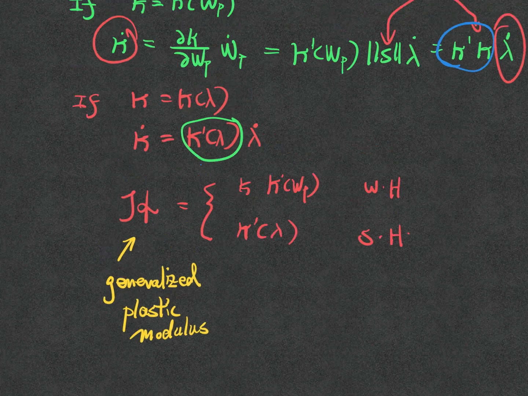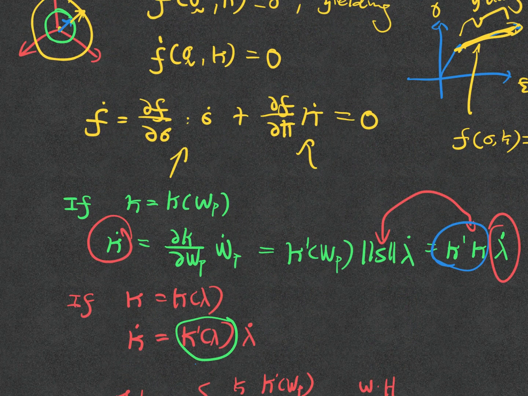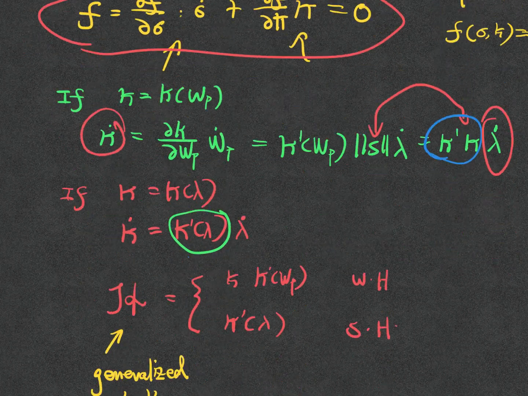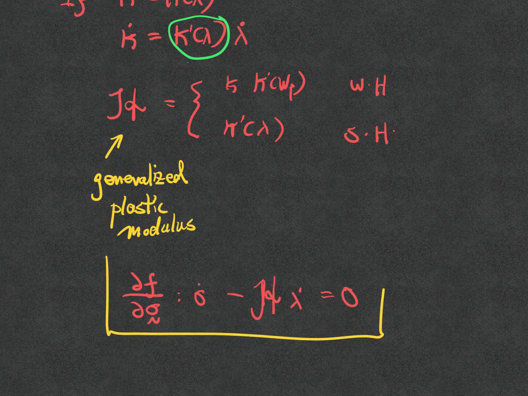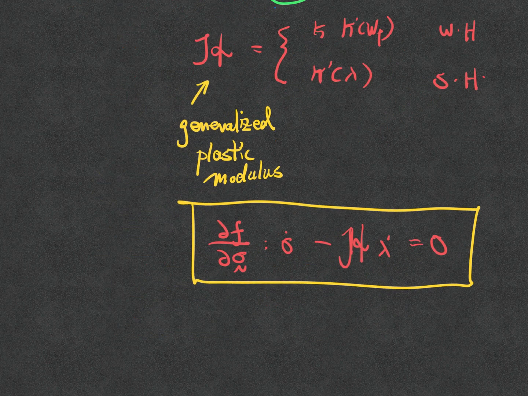So in the most general form, these consistency equations can be evolved into the following constraint. The partial derivative of the yield function with respect to stress, double dot stress change rate, minus the plastic modulus times lambda dot is equal to 0. This is the general form that works for both the work hardening and the strain hardening.